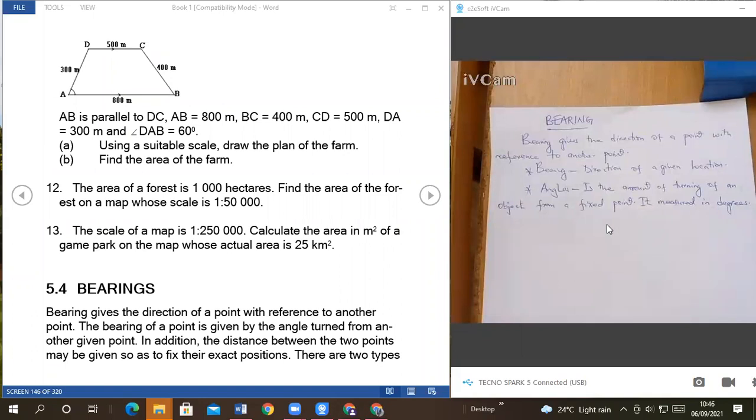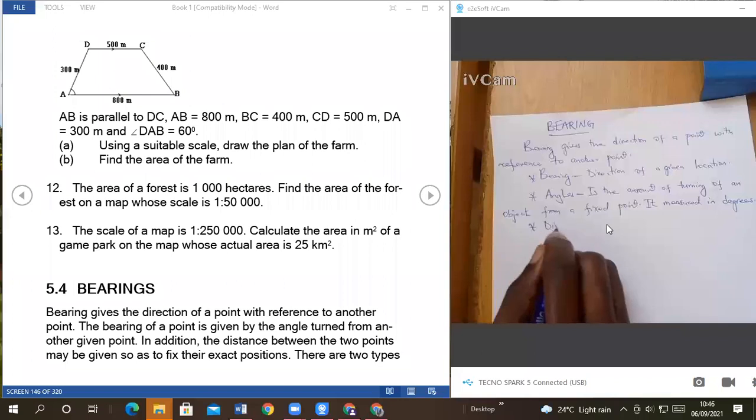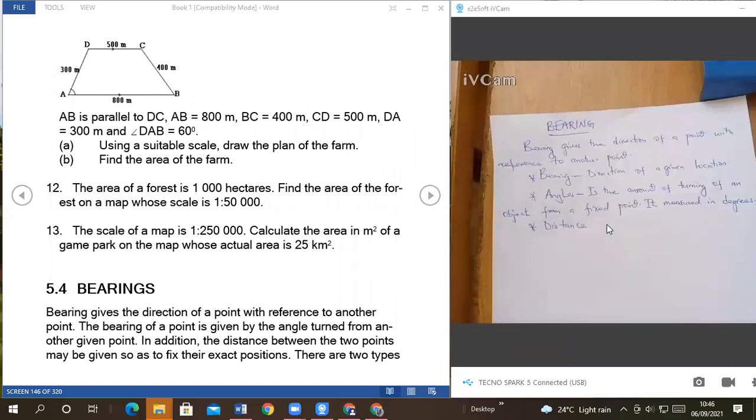The distance between the two points may be given so as to fix their exact positions. So another thing we shall talk about when you are talking of bearing is distance. Take note of that. We take note of distance.